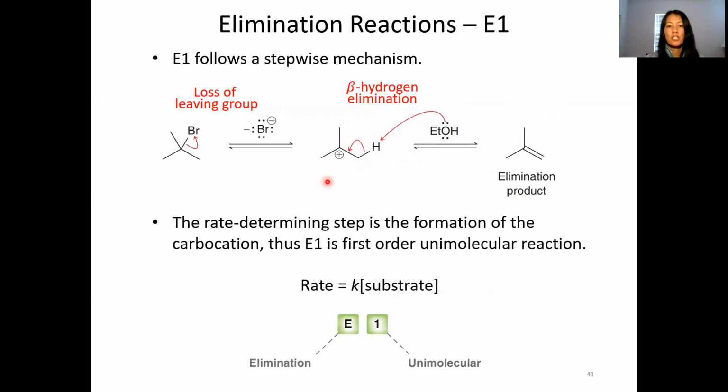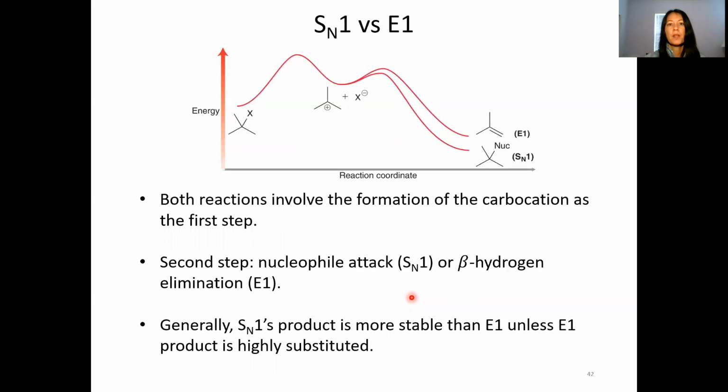Again, just like SN2, the first step is the rate determining step. That's making it unimolecular, and the rate is only dependent on the concentration of the substrate. Let's look at the energy diagrams for SN1 versus E1. Could you draw this? So you have this first hump, and your first intermediate is your carbocation intermediate.